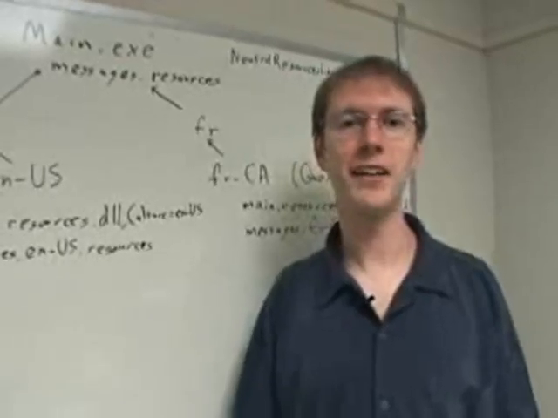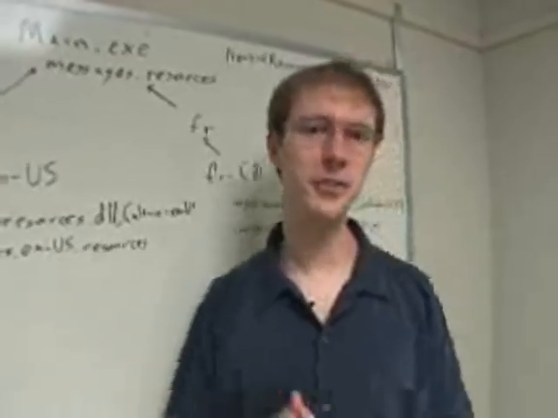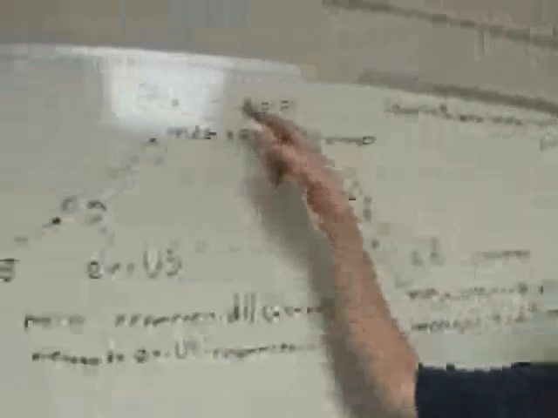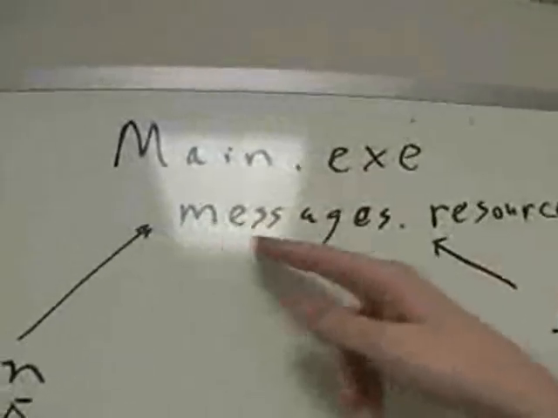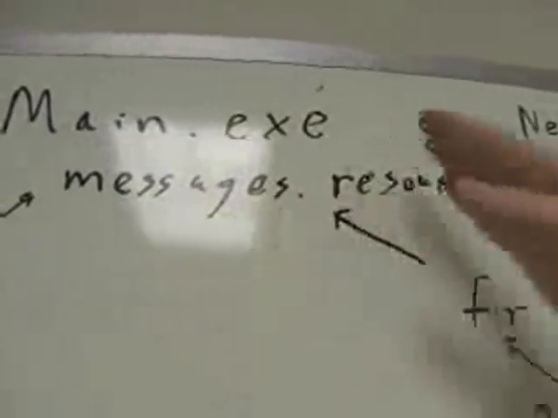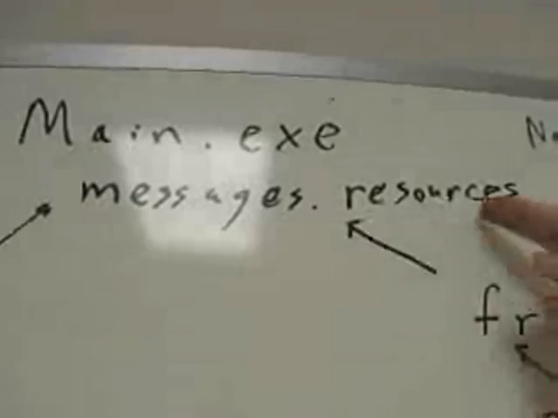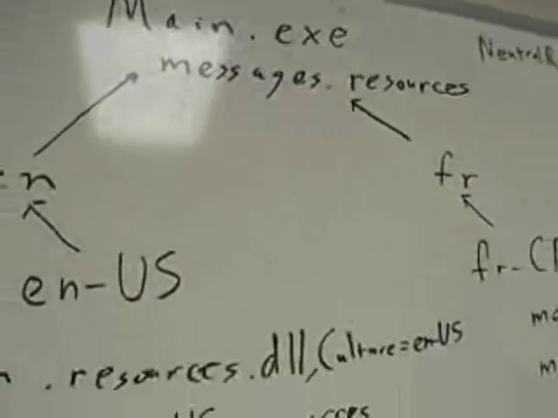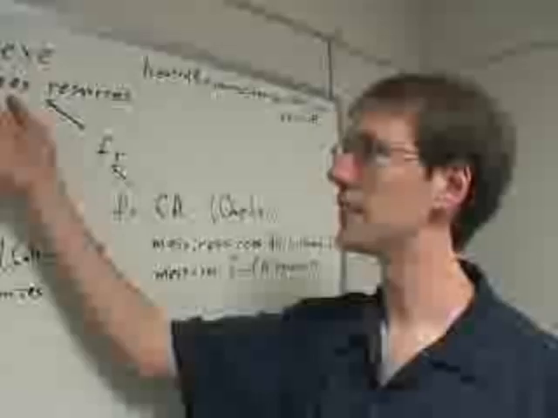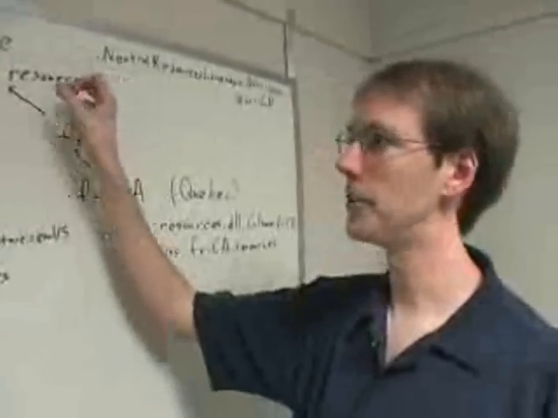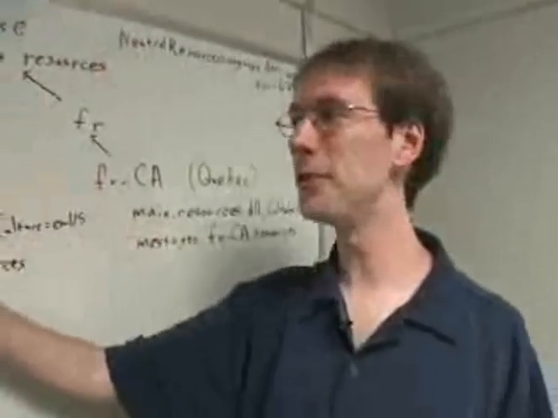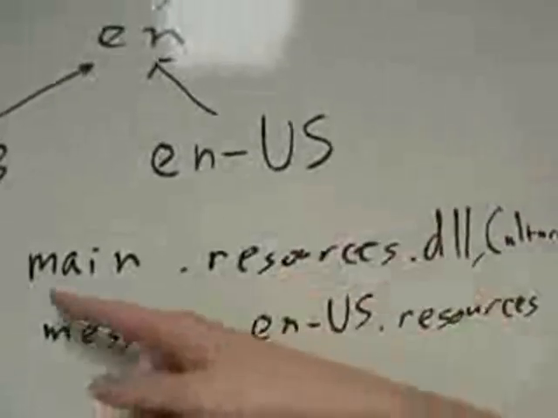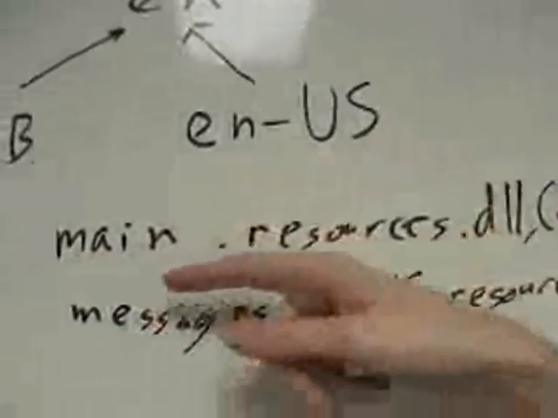Let's talk about resource fallback with different cultures. If you ship an application, you will ship something like main.exe. It will include your resources, embedded or linked into that assembly, named something like messages.resources. Then if you wanted to localize this to various cultures, such as if this was in UK English and you wanted to localize this to US English, you then need to ship what we call a satellite assembly. And there's a naming convention for them as well.